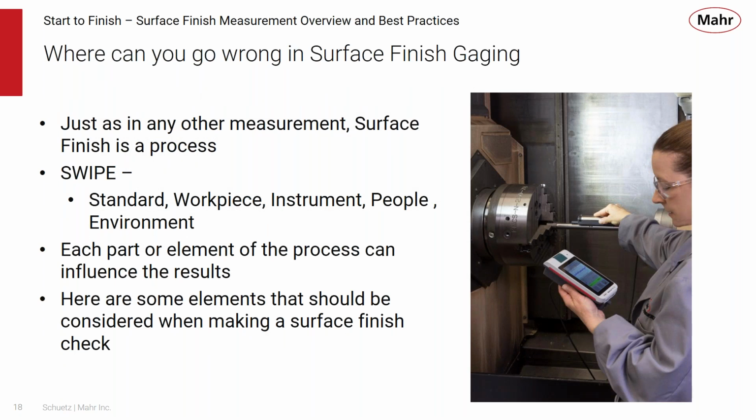Now, just like any other measuring process, surface finish measurement is a process. And many times before we've talked about the measuring process using the acronym SWIPE: the standard, the workpiece, the instrument, the people, and the environment. Each part of this measuring process can influence the results. So the same thing, whether we're talking about a dimensional measurement or a surface finish measurement, this can be influenced by each one of these parts.